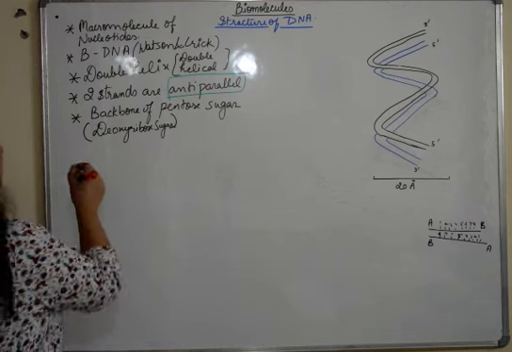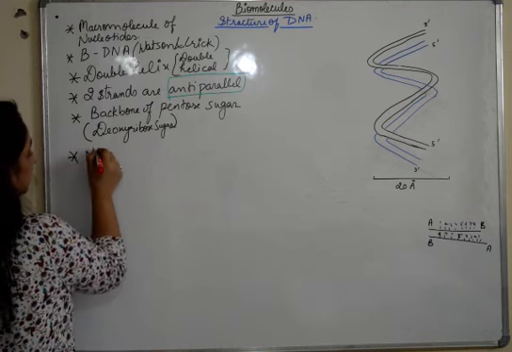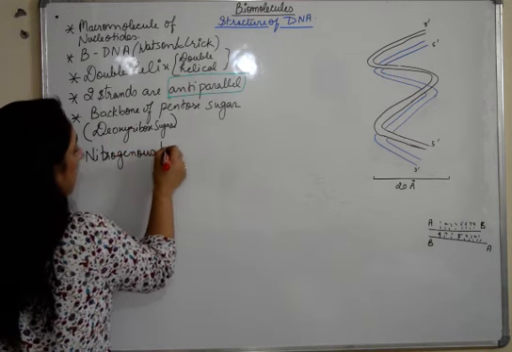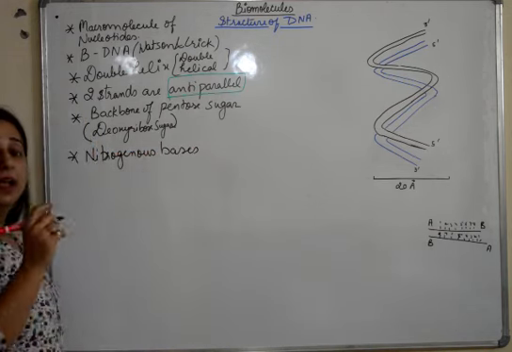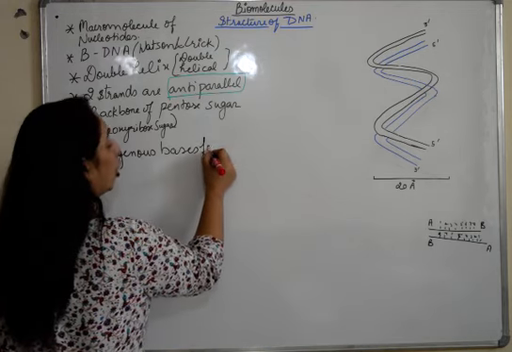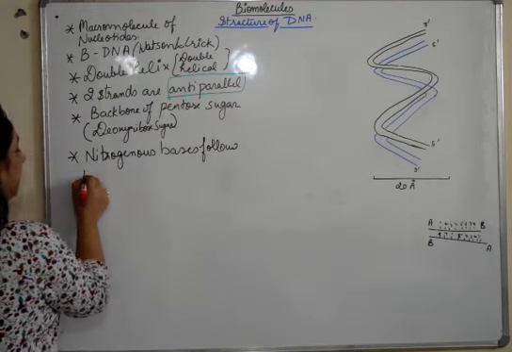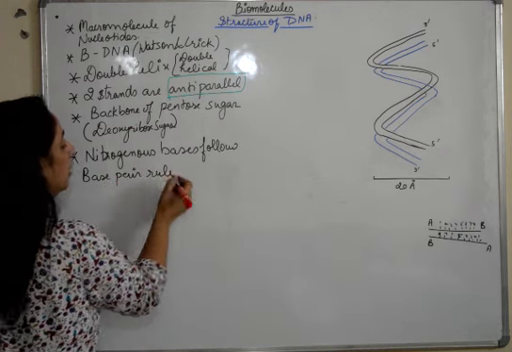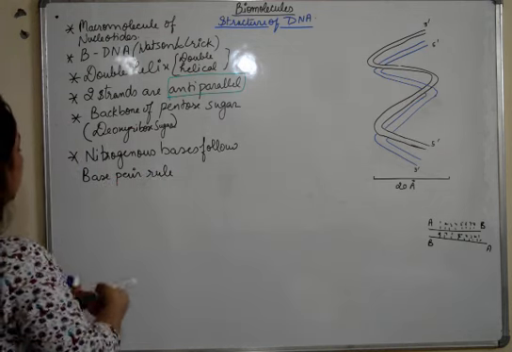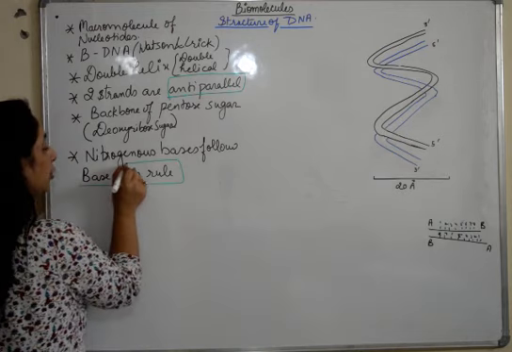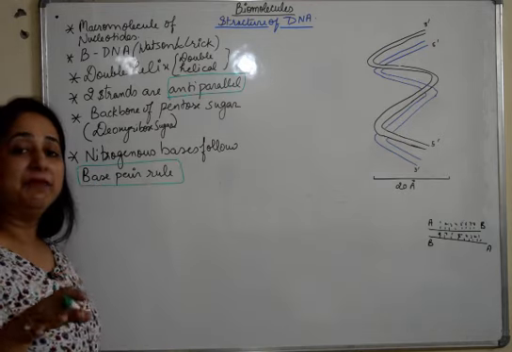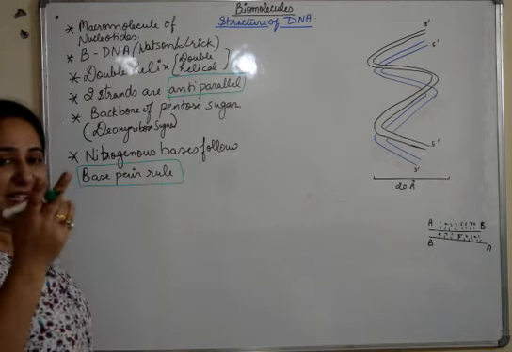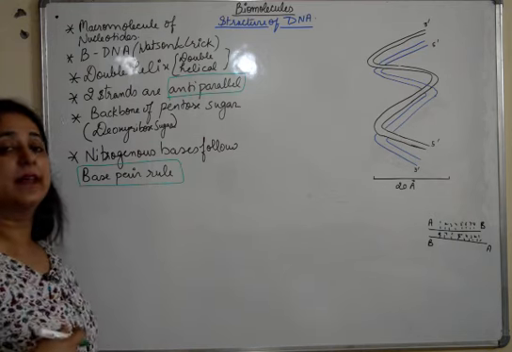Then it has nitrogenous bases, and they follow the base pair rule. Now we'll discuss what the base pair rule is. Again, when we discussed nucleotides, we know that there are 5 types of nitrogenous bases. There are basically 2 groups, purines and pyrimidines, which further have categories.